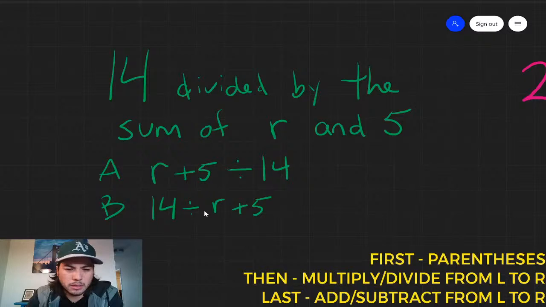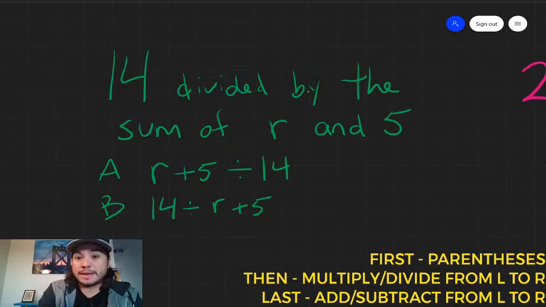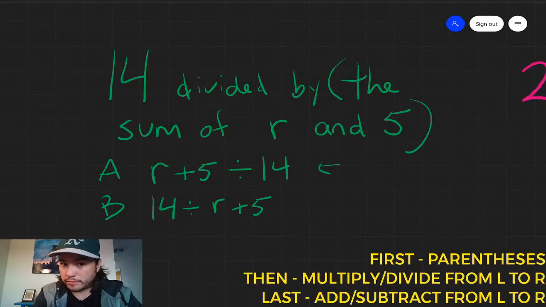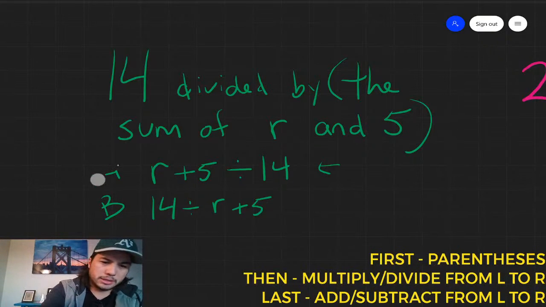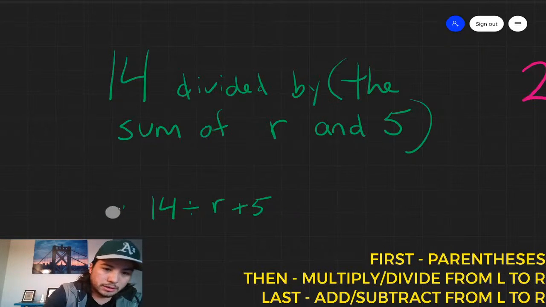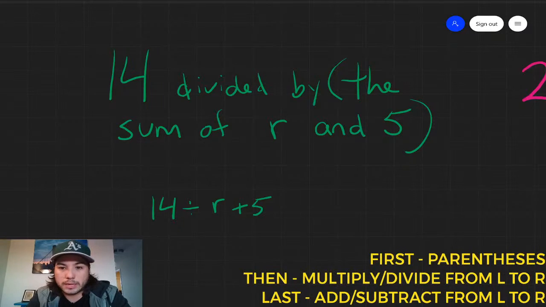So going back to this original idea, which one of these, A or B, are we needing to use here? Yeah, I see somebody said B in the chat. I tend to agree with that, because we have 14 divided by the sum of r and 5. Letter A is the sum of r and 5 divided by 14, which, because it's division, we know that order does make a difference. So we're going to need 14 divided by r plus 5.